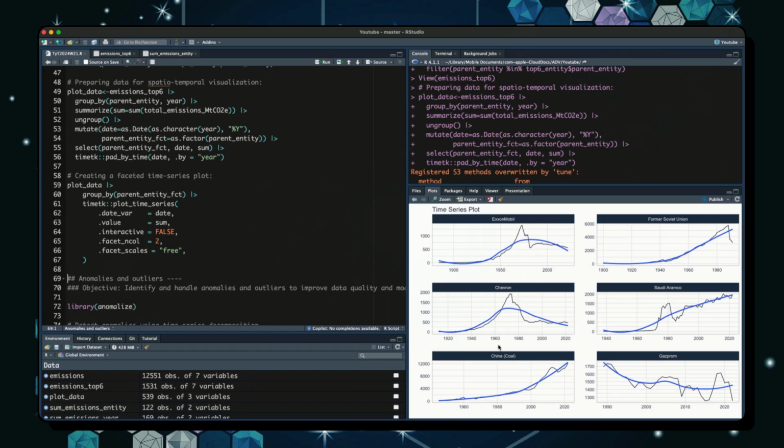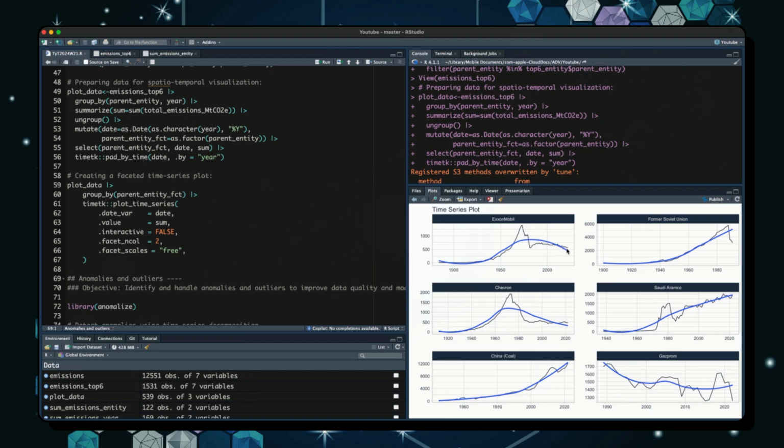So we see China here with its own trend. We see another one here with its own trend. What does that mean exactly? That means that every entity has its own trend over time. So that means that we are on the right path to predict our trend over space and time, because we have some trend to predict.